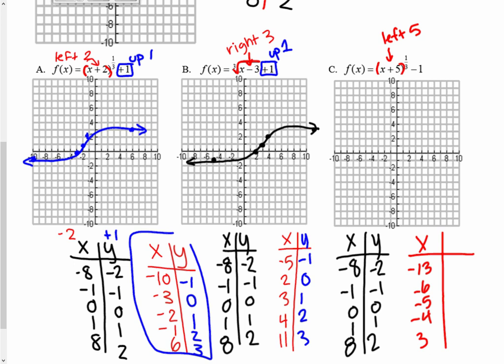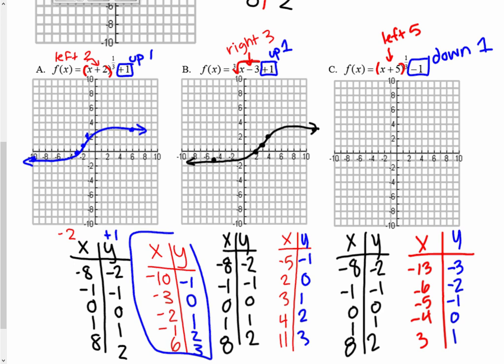To my y values, this time I have a -1 on the outside, so that tells me I'm going down 1. So subtracting 1 from my y values, I have -3, -2, -1, 0, and 1.